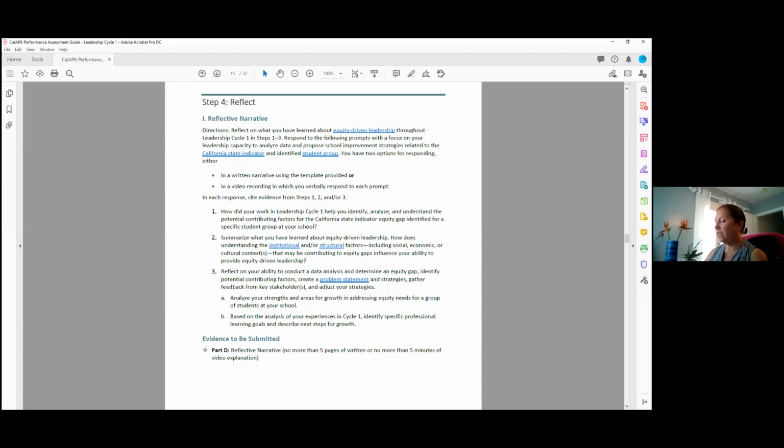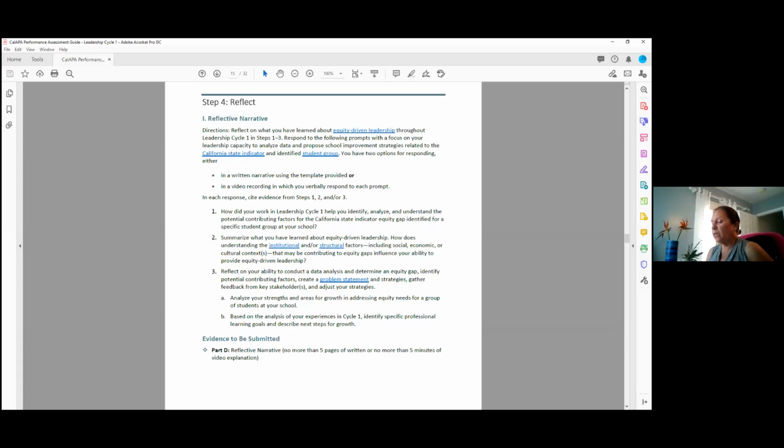The third question asks them about their reflection on their ability to conduct a data analysis and determine an equity gap, to write a problem statement and determine strategies, gather that feedback, and adjust those strategies.